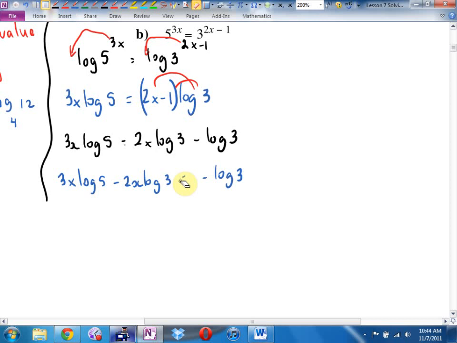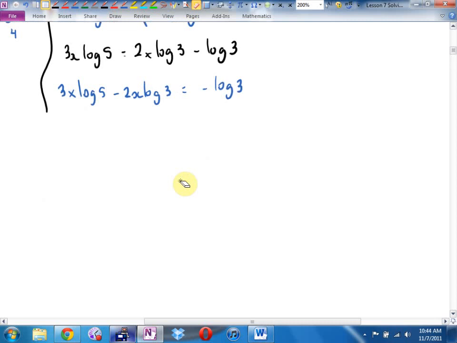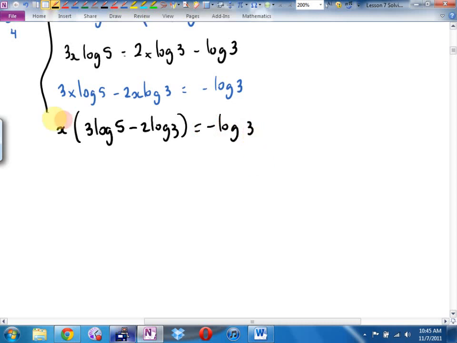Math F word, not the F word you're thinking of. No, Andrew, no. Do I have one fraction equals one fraction? So how dare I even start to suggest cross multiply? How can I turn that into a single solitary x instead of a pair of yucky x's? Factor an x out. Look, there is an x in both terms, yes? If I factor an x out, I'll have x times (3 log 5 minus 2 log 3) equals negative log 3.